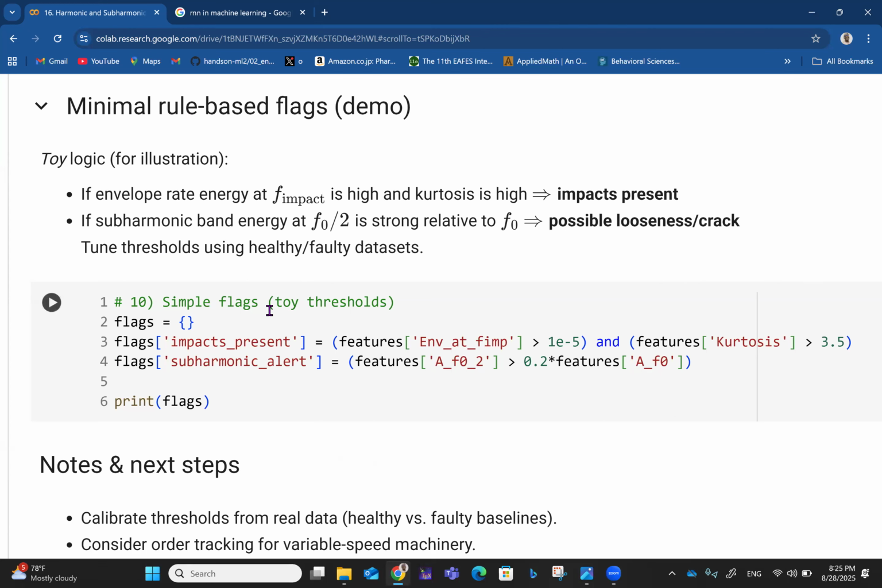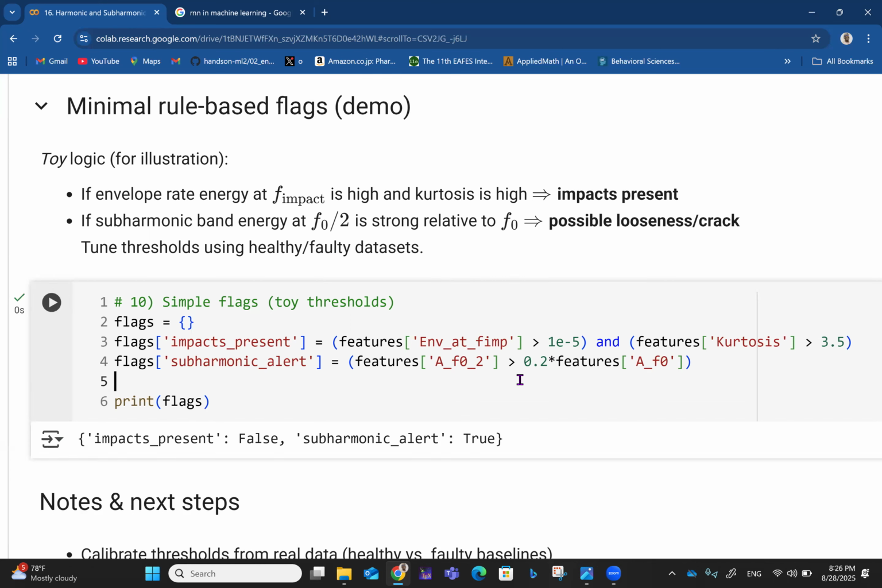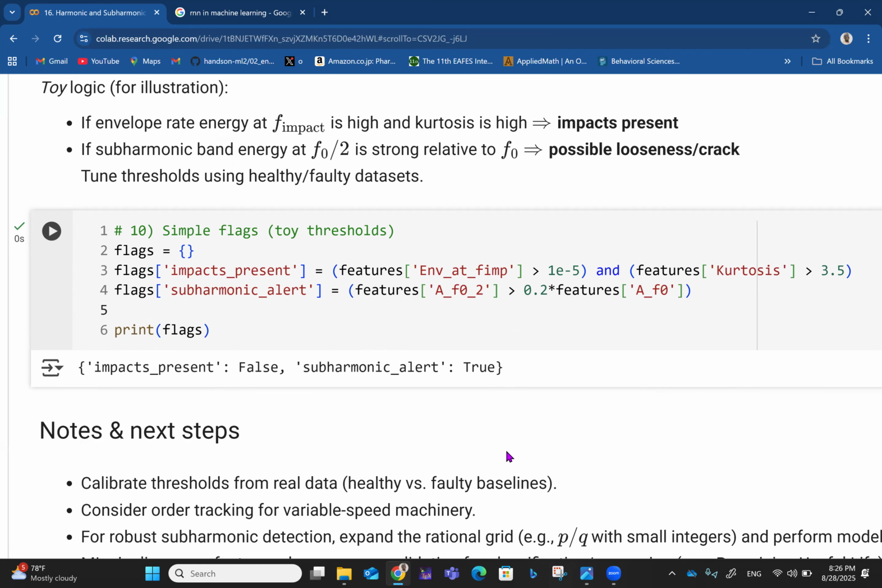So in this case, we have some simple flags for toy thresholds. You have the flag for impact present: features EMV at FIMP greater than 1 times 10 to the -5 and features kurtosis greater than 3.5. Then you have the flag subharmonic alert equals features, all that. Then you print, and you see impact present for this one is false. For subharmonic alert, it's true. So we are trying to get some simple flags in that case.